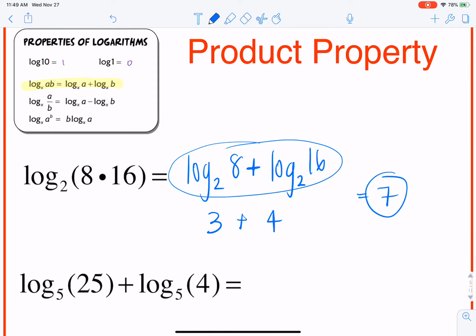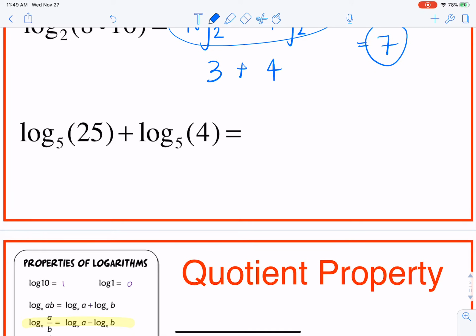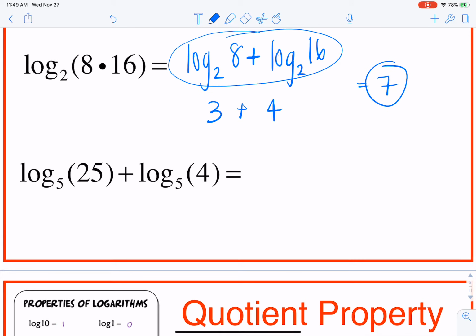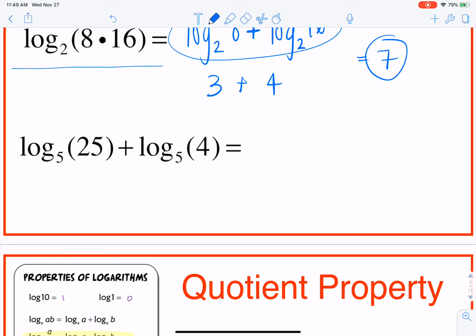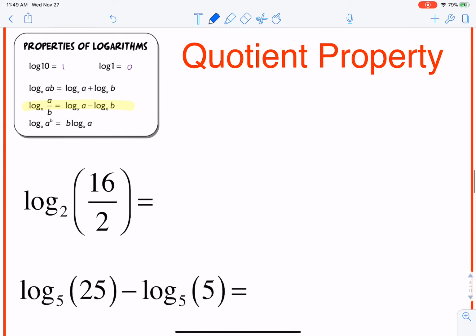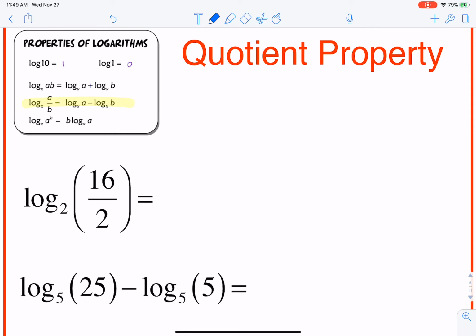So looking here, log base 5 of 25 plus log base 5 of 4. In this first example, I expanded, and here I can use my product property to condense. So this is the same as log base 5 of 25 times 4. So there we can condense. The quotient property is division. So here first I'll expand, and here I'll condense.